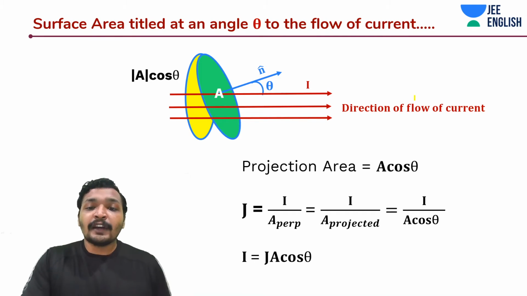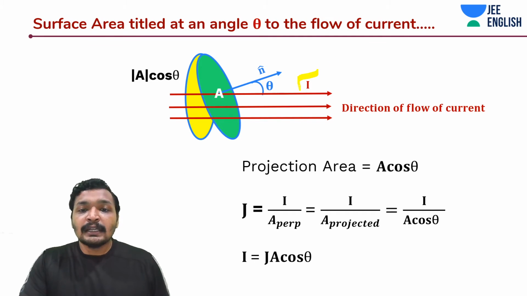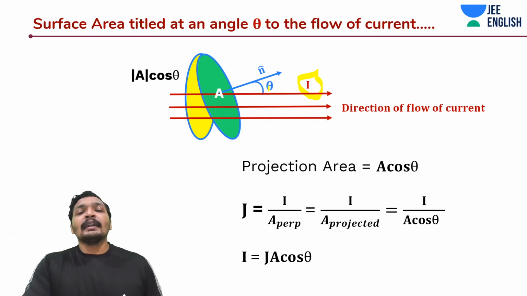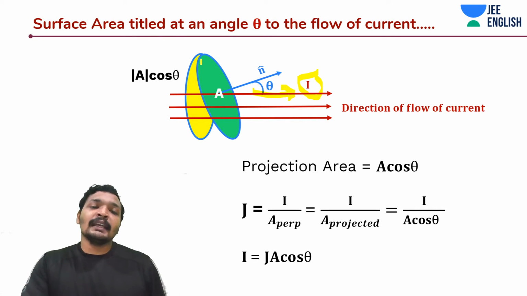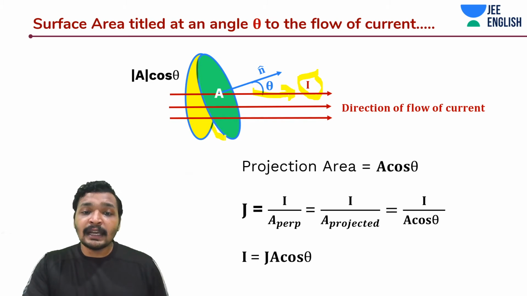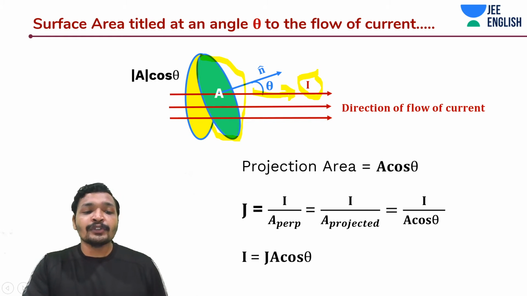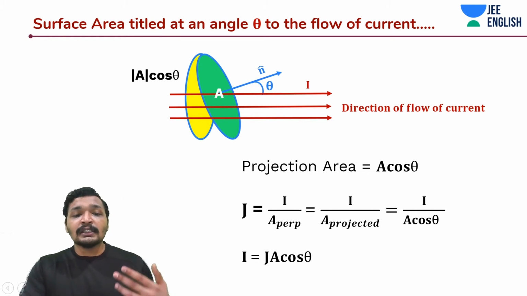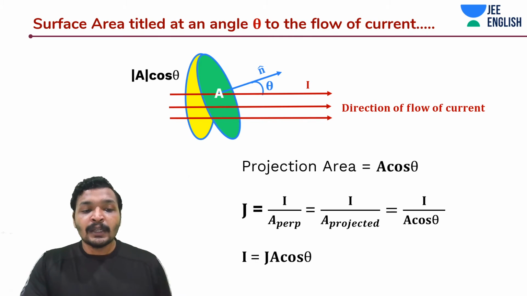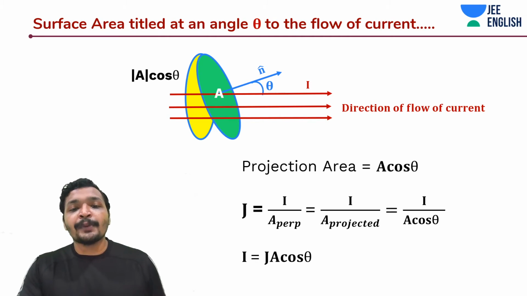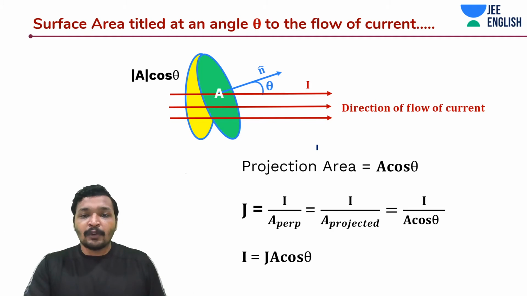So the value of current is given to us, that it is flowing something like this, along a straight line, but the area is tilted. Now in this case, what would you do? How would you solve this? Is there something different, or can you just do a dot product? You can simply do a dot product. That will also give you the answer. But now you need to calculate current density, not the current.